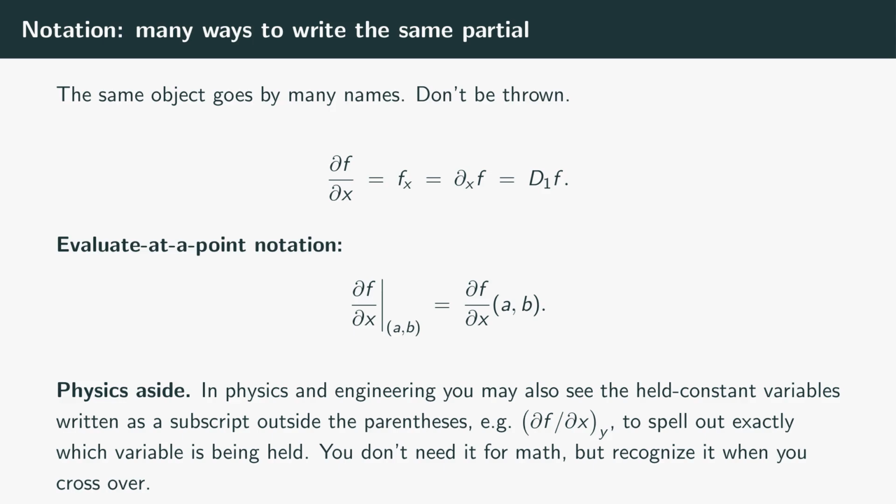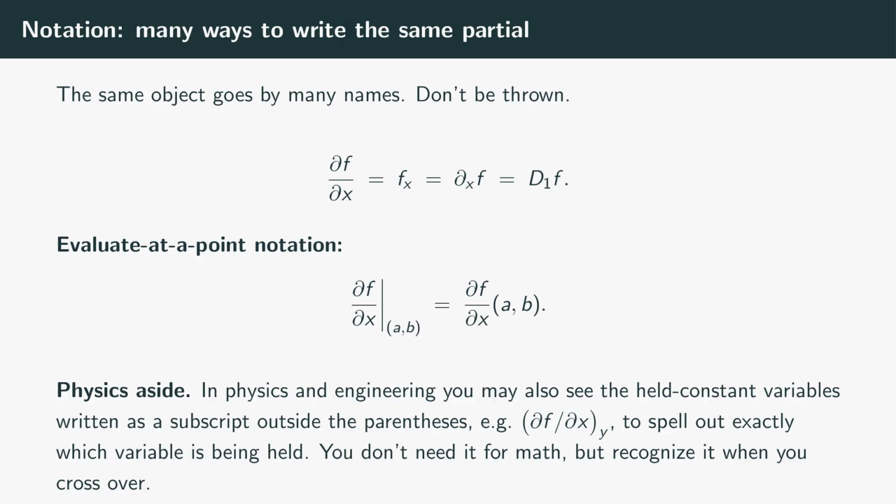One annoying fact about partial derivatives is that the same object has half a dozen names depending on whose textbook you opened. The clean mathematician's notation is partial f over partial x. The same thing also turns up as f sub x, or as partial sub x f. Older books and some software systems use D sub 1 f to mean the partial in the first argument. All of these are the same object. There is also an evaluate-at-a-point notation, a vertical bar with a point written below it. That's just a different way of writing what you'd otherwise put in parentheses.